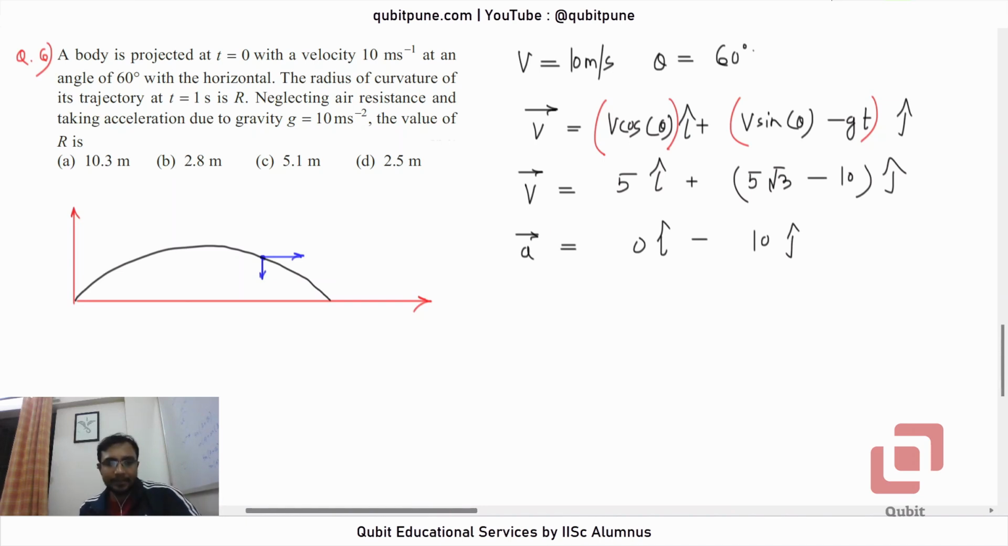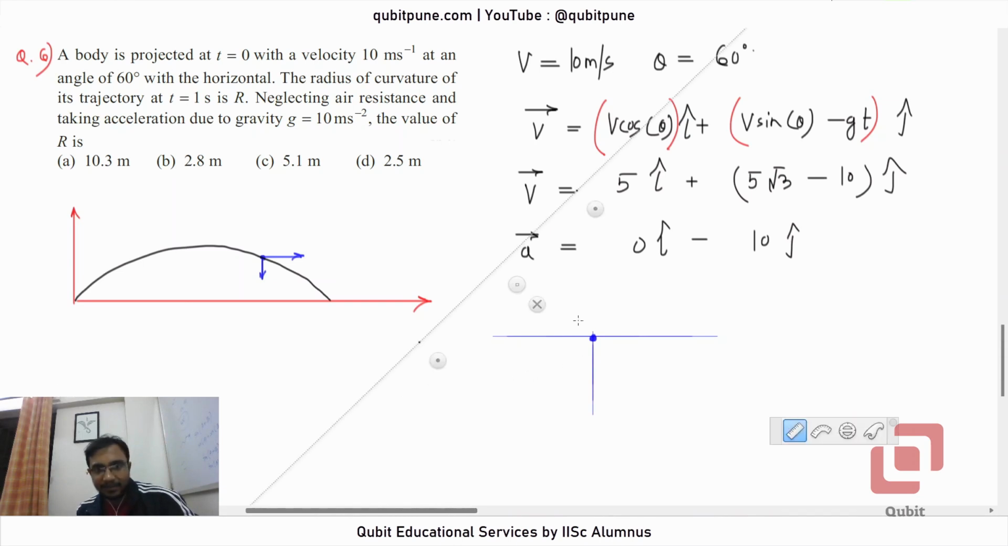Now, look here. This is our location of the projectile at the frozen time t equal to 1 second. This is the local horizontal direction, and this is the local vertical direction. And velocity is somewhere here, like this. This is our velocity vector v bar.